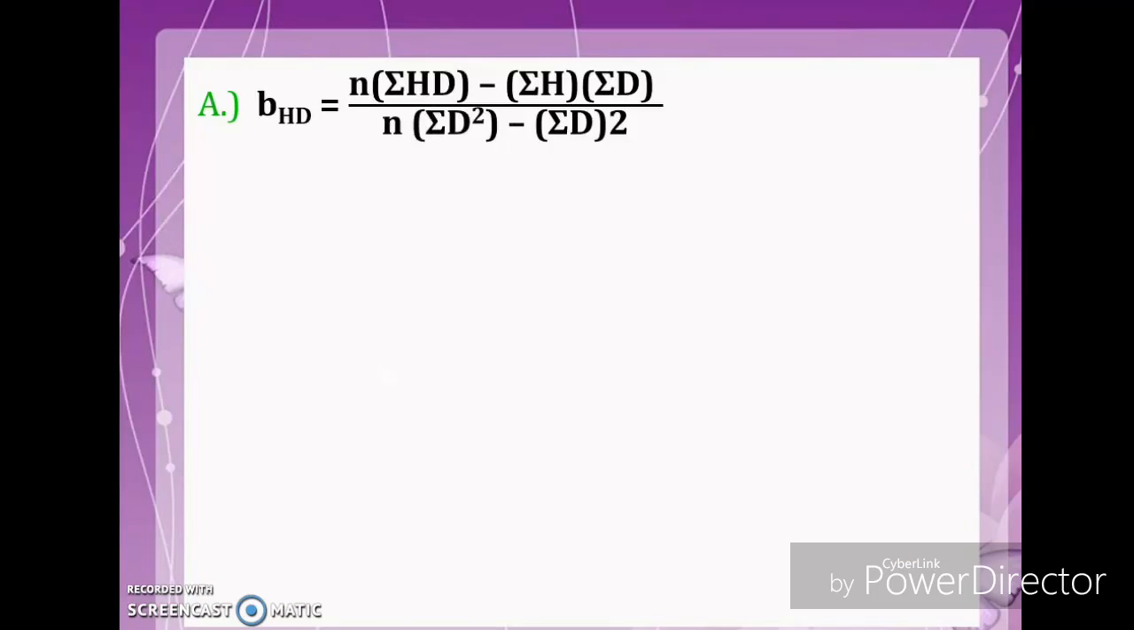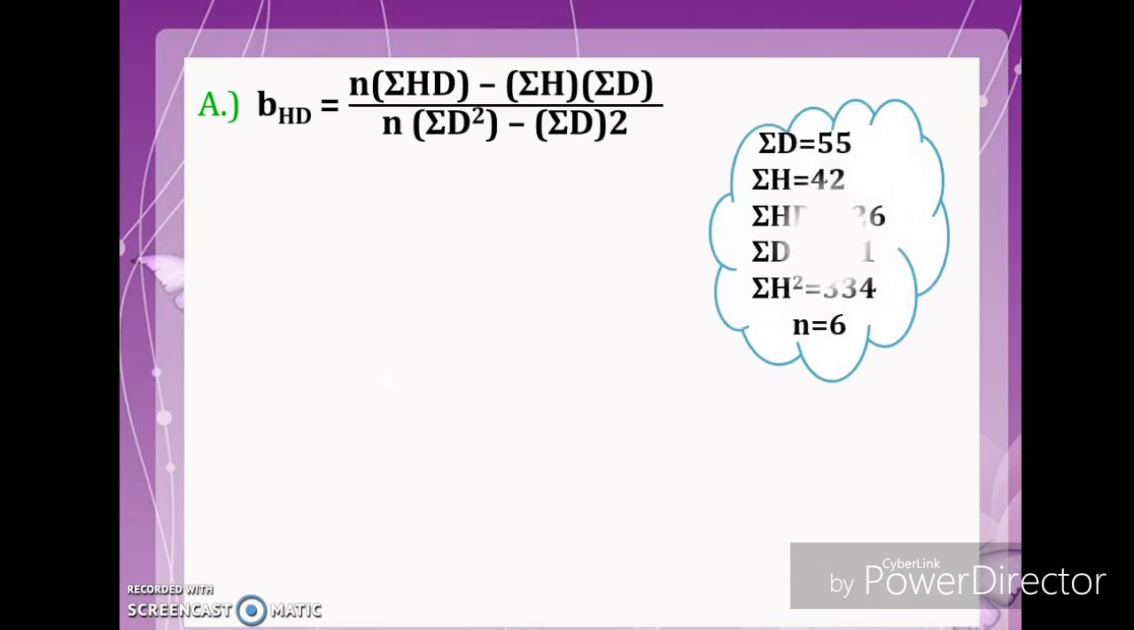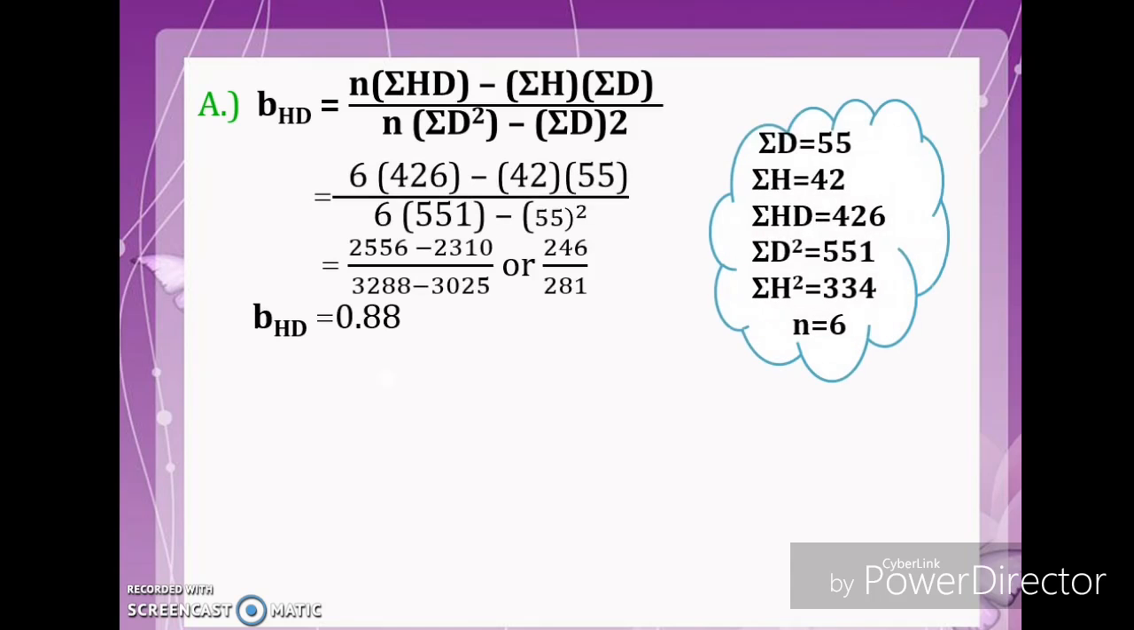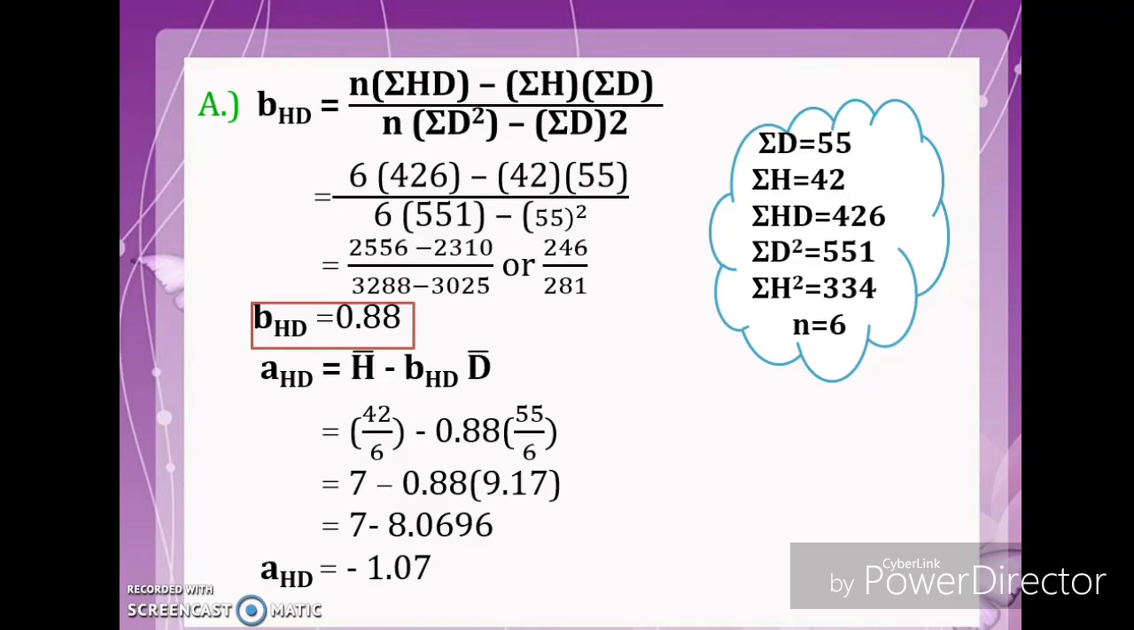Then katulad lang ulit ng naunang example kanina, syempre uunahin natin ulit i-solve ang B sub HD. Then i-substitute na natin ulit ang values. And then i-solve. Then pagka-solve, malalaman natin na ang value ng B sub HD dito ay 0.88. Then, dito naman, sa A sub HD, i-substitute lang natin ulit ang values and then i-solve. So, ang value ng A sub HD dito ay negative 1.07.